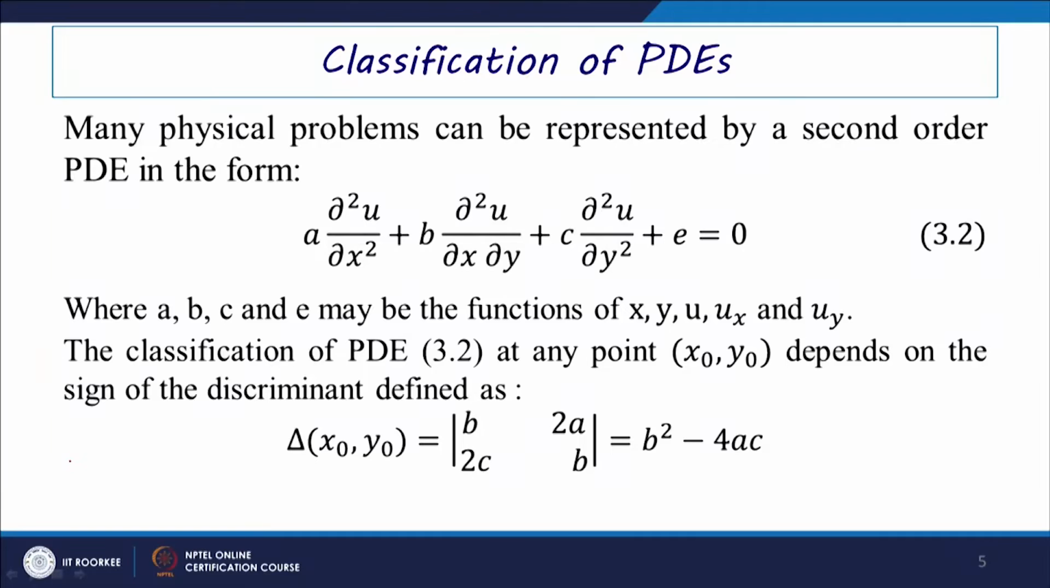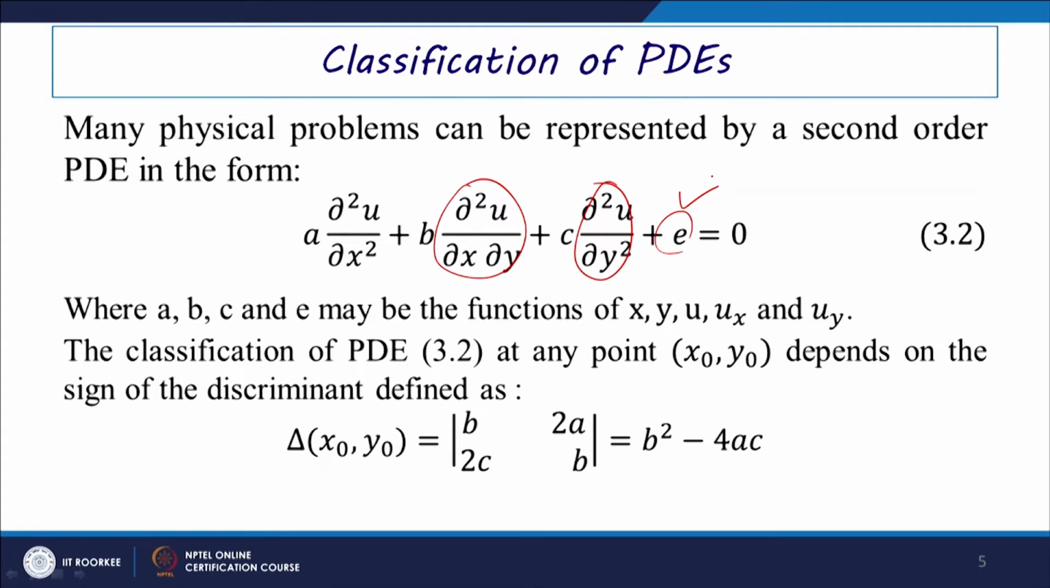We can express this generalized form as del square u by del x square, then del square u by del x del y, or del square u by del y square, plus E. E can involve the first order partial differential terms or the dependent variable terms or independent variable terms. That is why we have kept E as a source term here, and all other terms are second order partial differential terms.